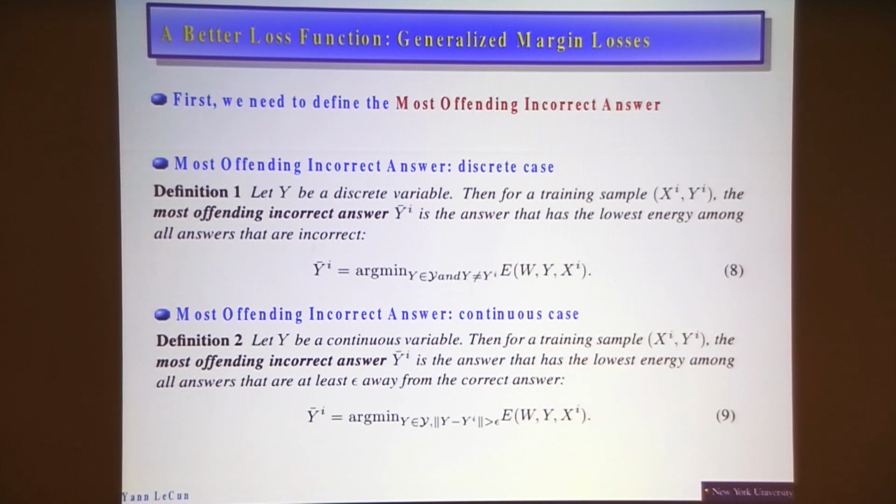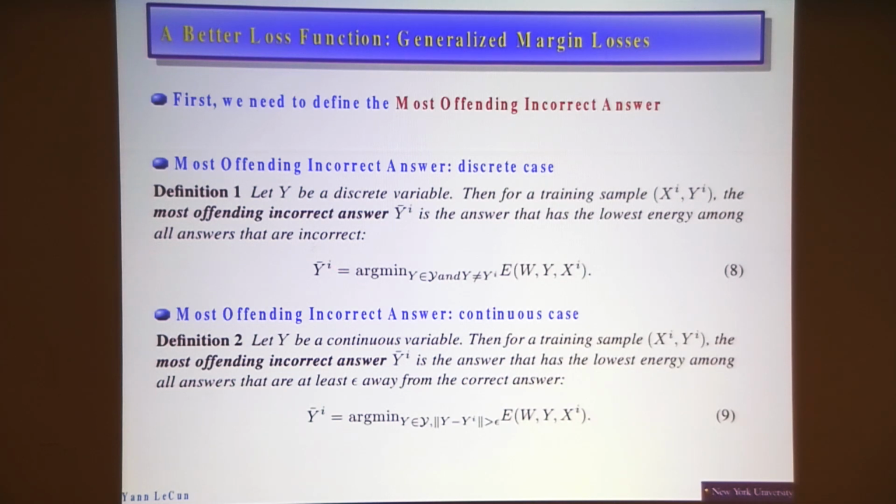Or you can actually do this in a more general form, but this is a simple way of doing it. The most offending incorrect answer is the answer with the lowest energy that happens to be wrong. So you search for an answer over the space of all possible answers, but you impose that it be wrong, and your definition of how wrong it is depends on the task, obviously.